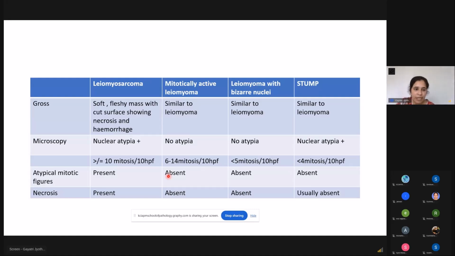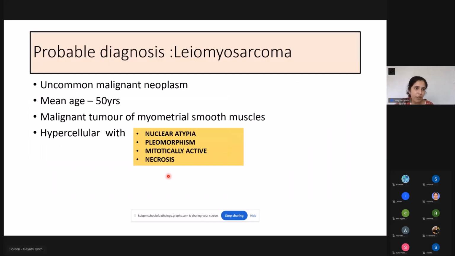Also, atypical mitotic figures are peculiar to leiomyosarcoma, and all the other three show absent atypical mitotic figures. And necrosis will be present in leiomyosarcoma, while mitotically active leiomyoma and leiomyoma with bizarre nuclei will have absent necrosis, and usually STUMP will also have absent necrosis. So considering all these, our probable diagnosis is leiomyosarcoma, which is an uncommon malignant neoplasm seen at a mean age of 50 years, and it is a malignant tumor of myometrial smooth muscle.